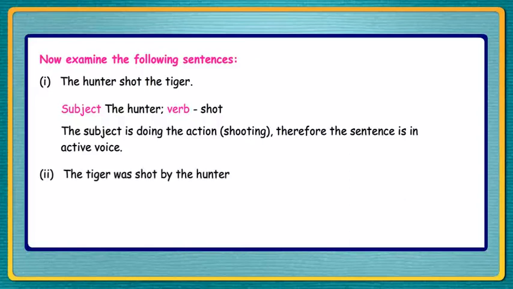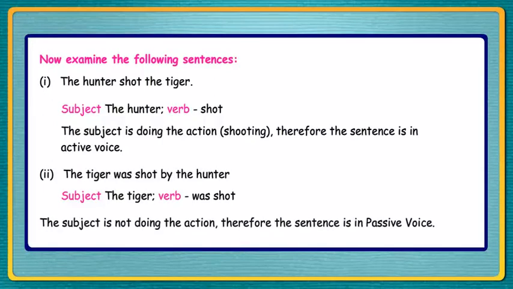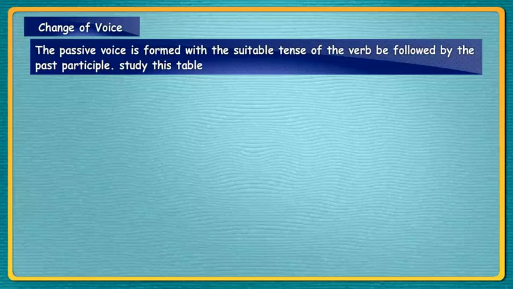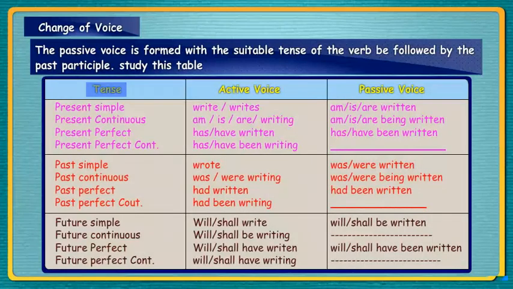The tiger was shot by the hunter. Subject, the tiger. Verb, was shot. The subject is not doing the action. Therefore, the sentence is in passive voice. Change of voice. The passive voice is formed with the suitable tense of the verb be followed by the past participle. Study this table. Tense, active voice, passive voice.